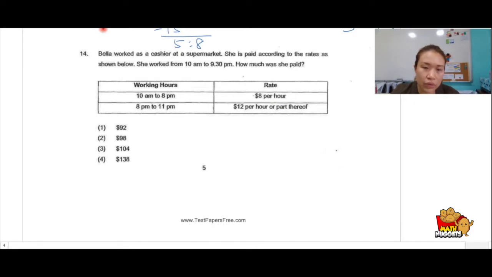Okay, question 14. She works from 10 a.m. to 9:30 p.m. So from 10 a.m. to 8 p.m., she gets paid $8 an hour. So from 10 to 8, we count the number of hours. 10, 11, 12, 1, 2, 3, 4, 5, 6, 7, 8. So that's 10 hours. Okay, so $8 per hour times 10 hours.